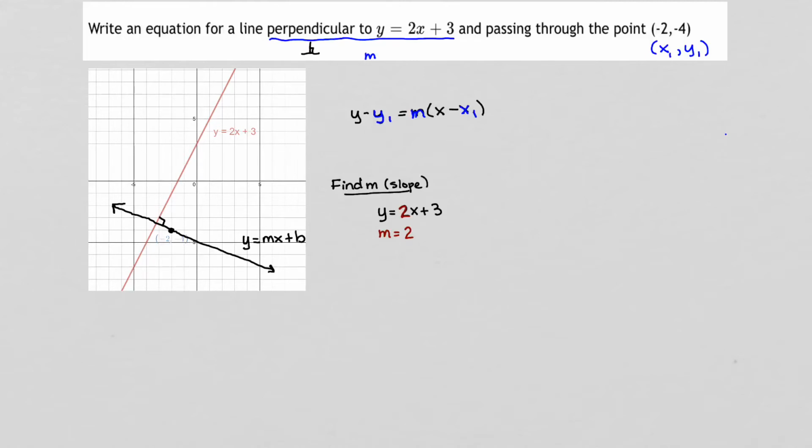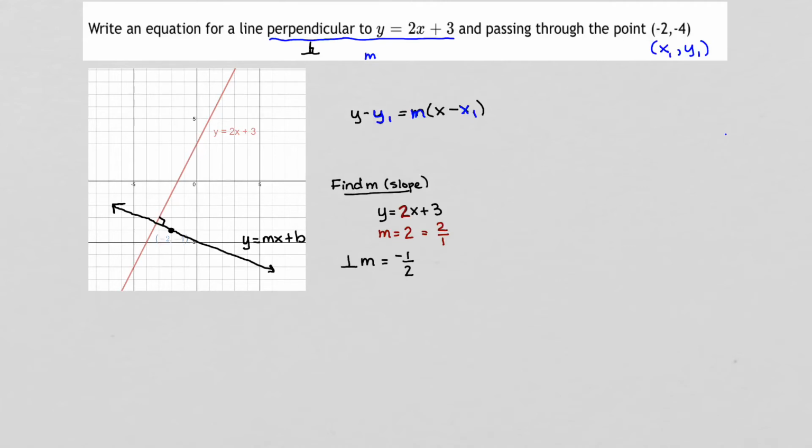Since my black line, the one I'm trying to get, is perpendicular to that line, that means I want a slope that's perpendicular to the original red line. And what do we do to get a perpendicular slope? We take the negative reciprocal of a given slope. So if our original slope is 2, I can also think of that as 2/1. If I take the negative reciprocal, that means I flip it over and I make it negative. So the slope I'm looking for on the black line is actually -1/2.